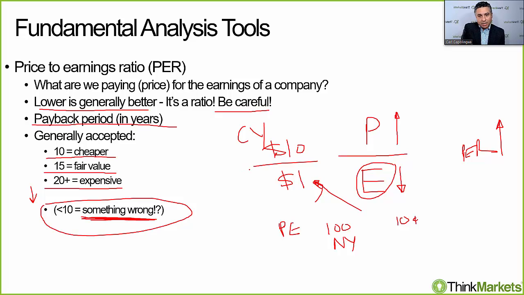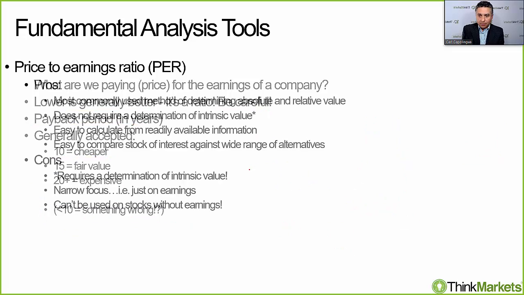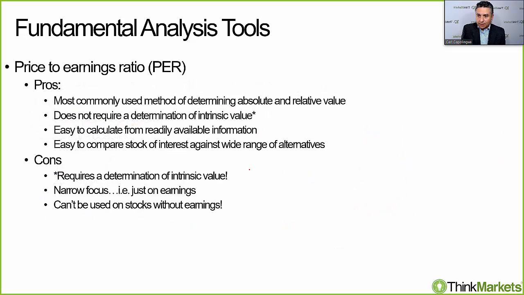Okay, so this already gives us a bit of an indication that we need to be able to forecast earnings and not necessarily look on current earnings. There are some stocks whose PEs look very cheap because their forecast earnings are going to be a lot worse than their current earnings. Okay, so pros and cons. As I said, most commonly used method.